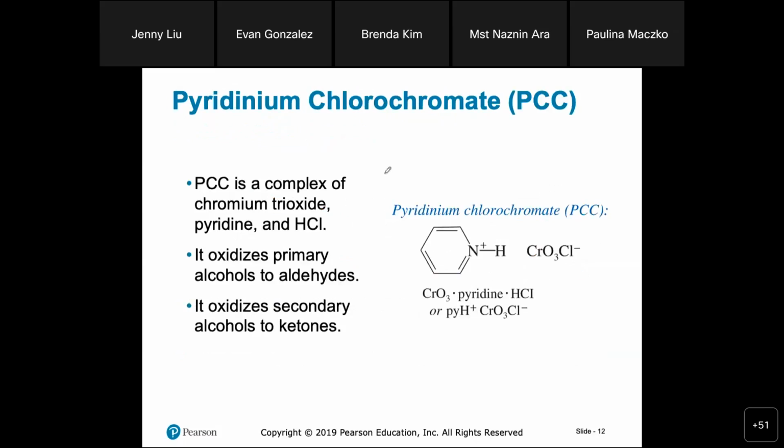Pyridinium chlorochromate. Now let's talk about some additional oxidizing agents. As we saw, this is 11.3. This is starting 11.3 according to our book and syllabus.